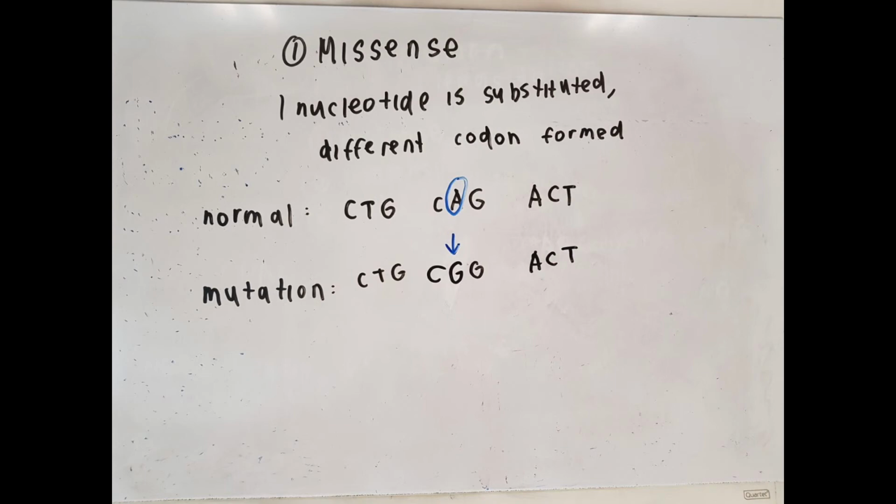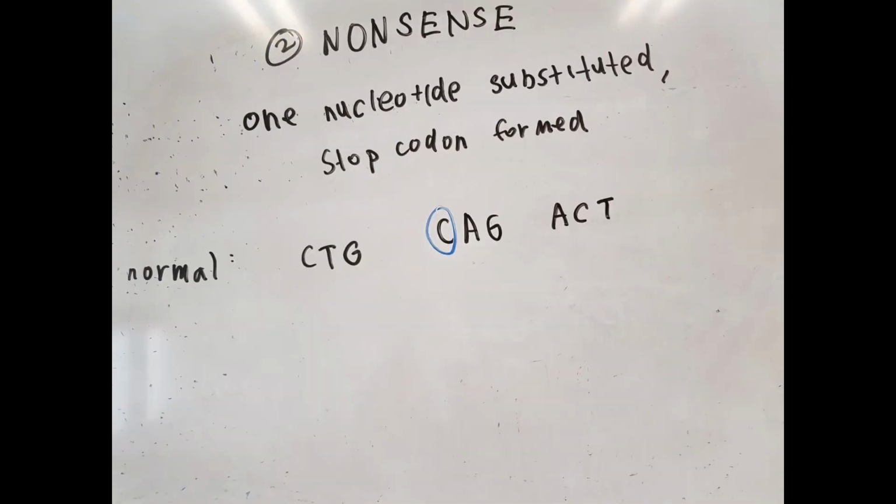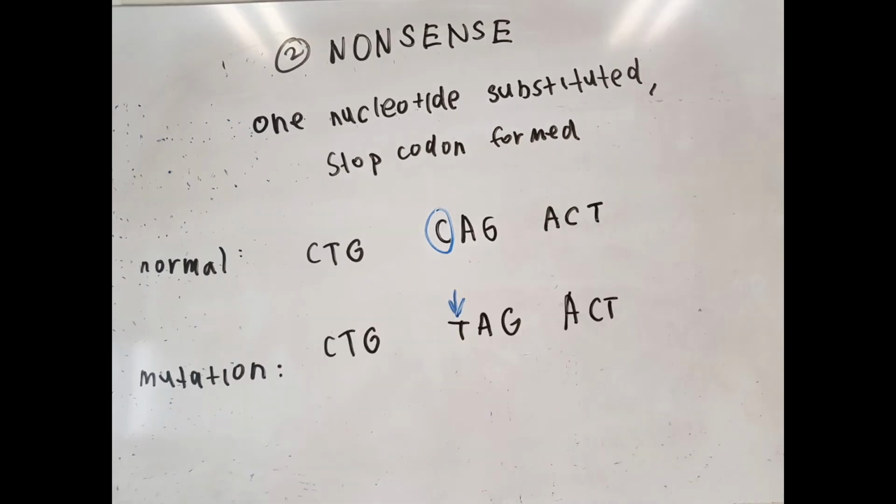Similarly, nonsense mutation also occurs when one nucleotide is substituted. However, this time, a stop codon instead of a codon that codes for an amino acid is formed. It introduces a premature stop codon in the DNA sequence, resulting in a shorter, unfinished protein product, which is also known as a truncated protein.